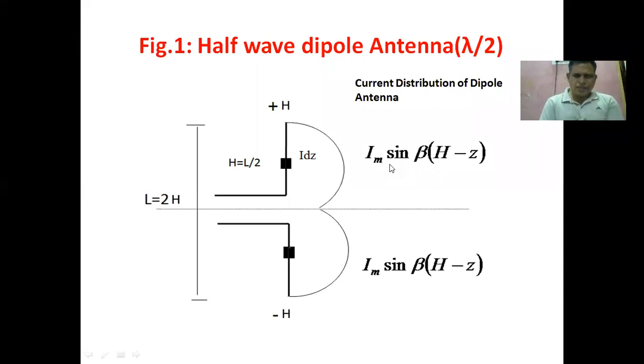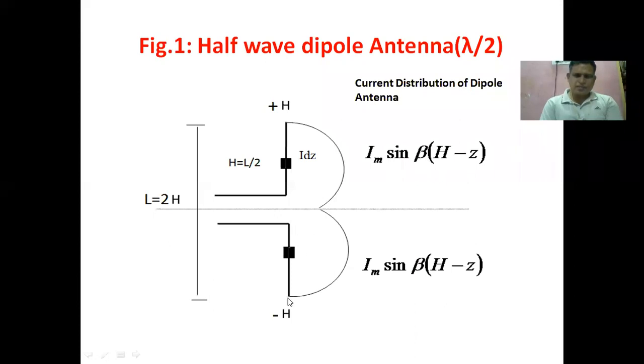Here the current distribution is represented as Im sin beta (h minus z). Here Im is the maximum current, and beta is the phase constant, because the phase will vary along the length h. The phase constant beta is equal to 2 pi by lambda, where lambda is the wavelength. For this plus h arm of the dipole antenna, the current distribution is Im sin beta (h minus z).